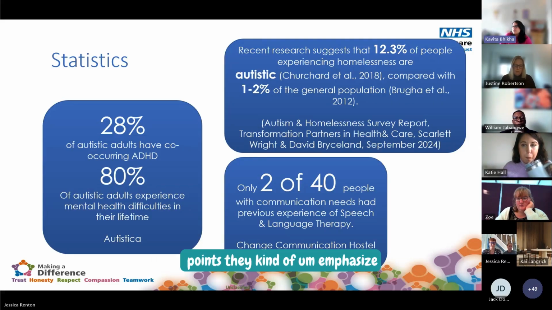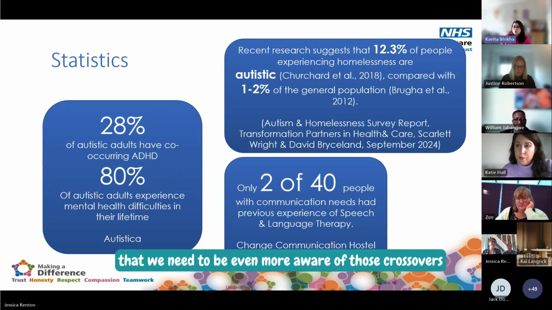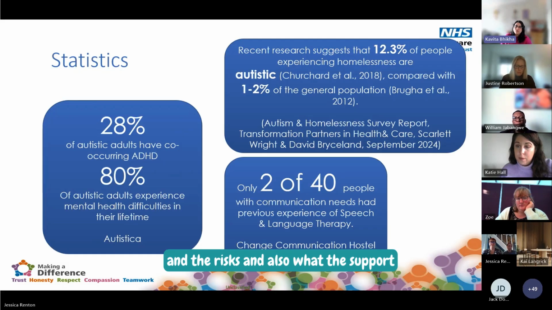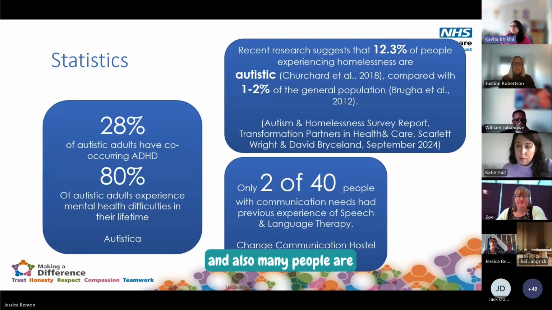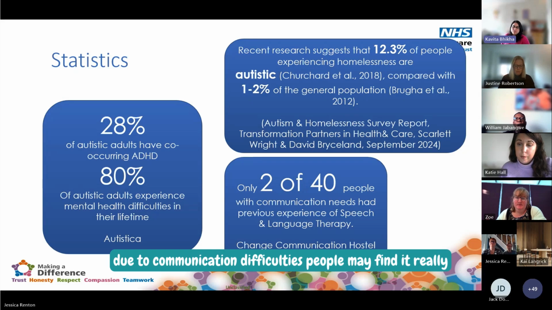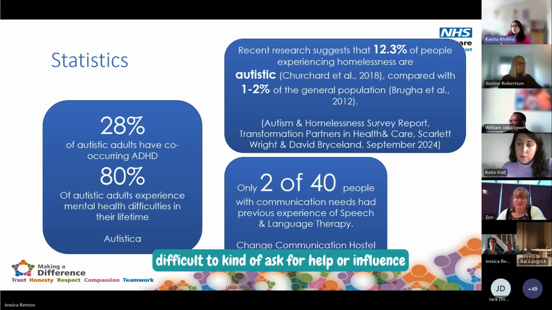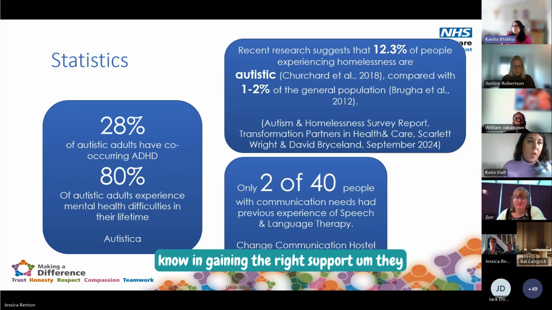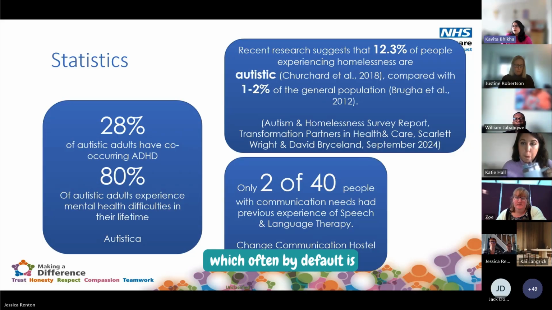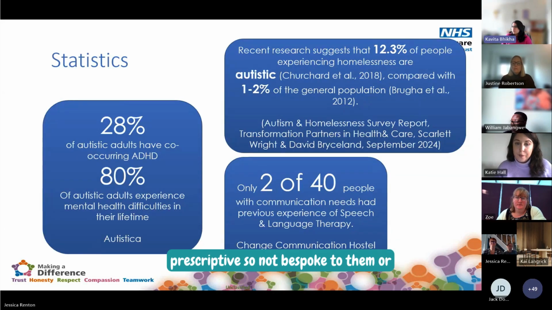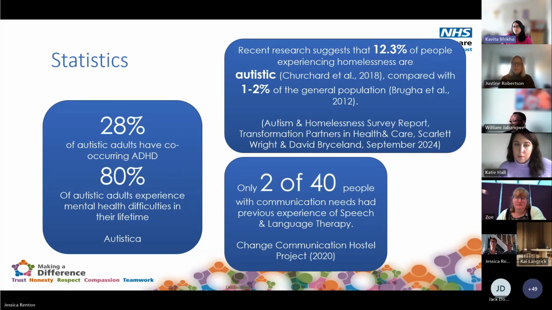So obviously these points emphasize that we need to be even more aware of those crossovers and the risks, and also what support may be needed. Also many people are undiagnosed or mislabeled or misunderstood. And due to communication difficulties, people may find it really difficult to ask for help or influence the input that they receive, or in gaining the right support. They may also struggle to access therapy, which often by default is verbally mediated, can be quite prescriptive, so not bespoke to them or their style of thinking. And they're often quite time-limited packages as well.